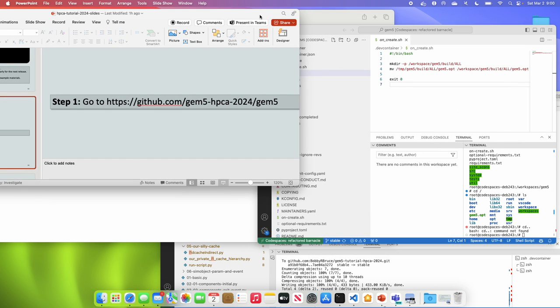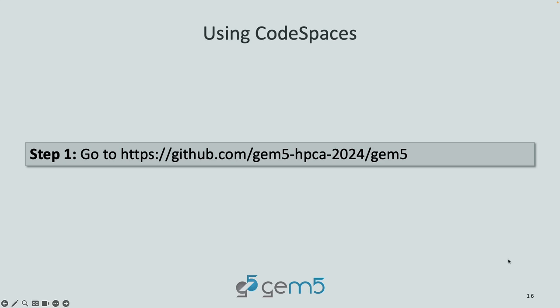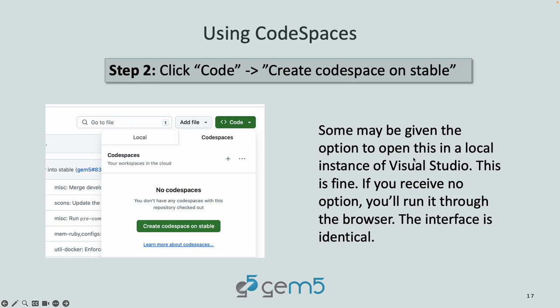So when you're on this, I'm going to go back to my slides now. Assume everyone's on this page, or at least can look at someone else's URL next to them. Again, tell me if there's any disaster here, because this is the first time trying this exact method. Click the Code button, and then click the button, Create codespace on stable. Can everyone at least press this button?